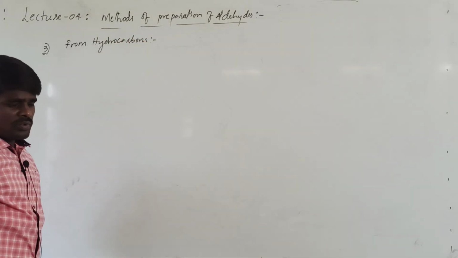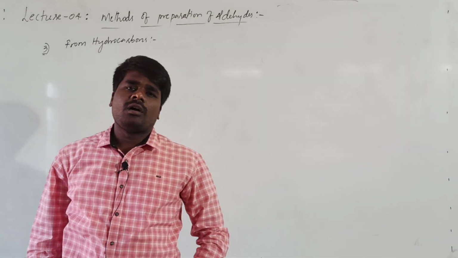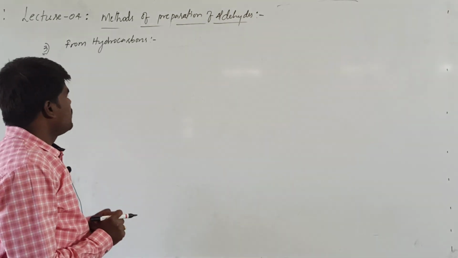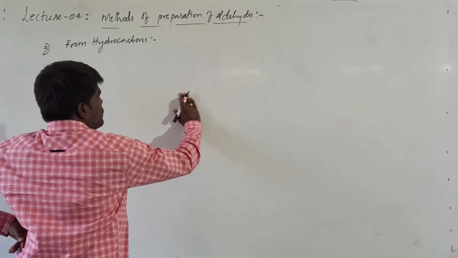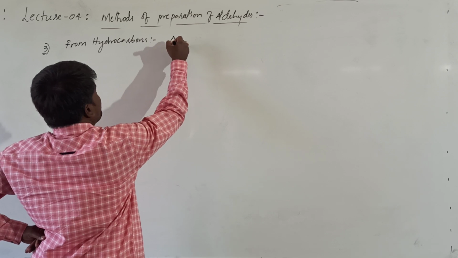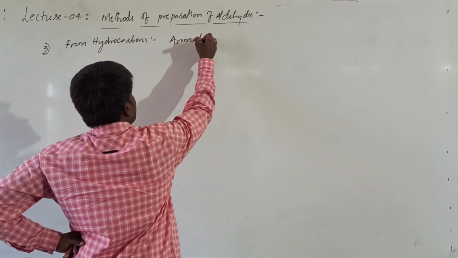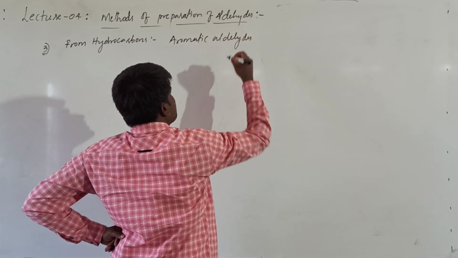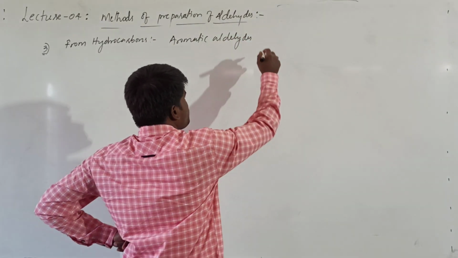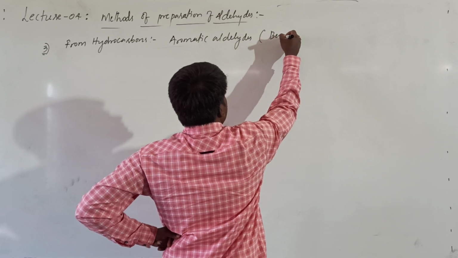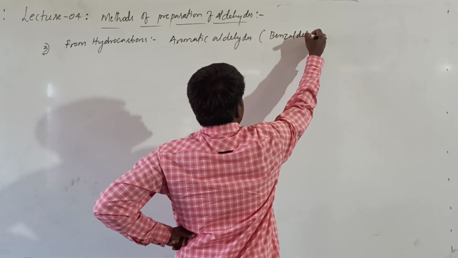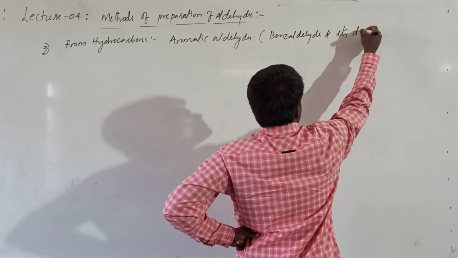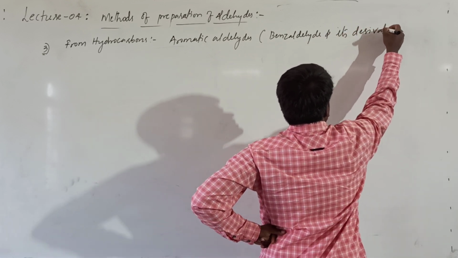What is meant by hydrocarbons? Compounds that are exclusively made of carbon and hydrogen are called hydrocarbons. Basically, aromatic aldehydes. What is meant by aromatic aldehydes? Benzaldehyde and its derivatives.